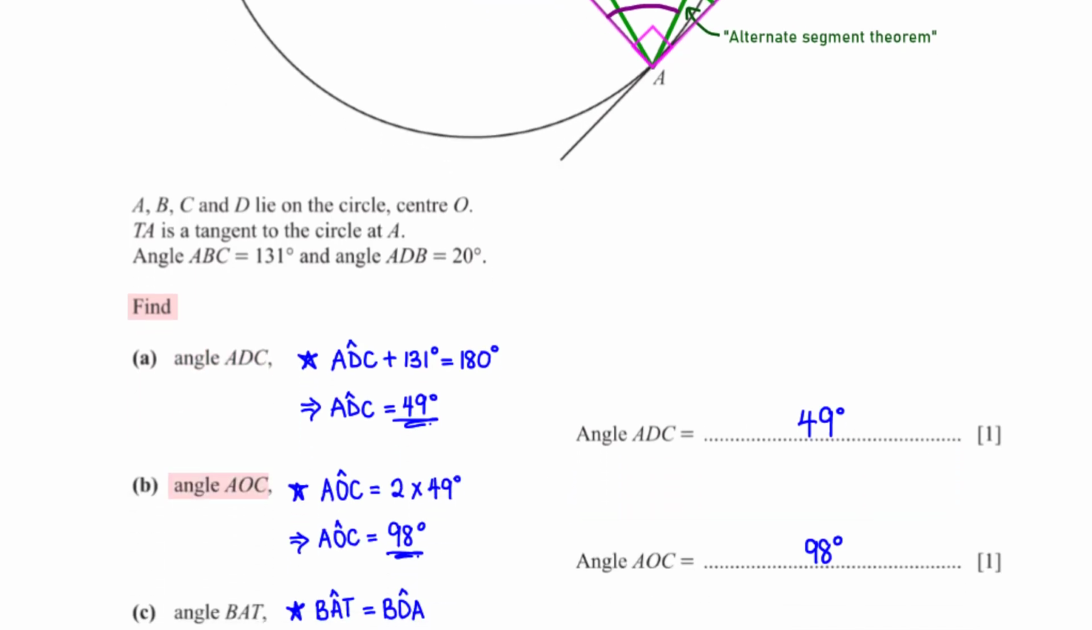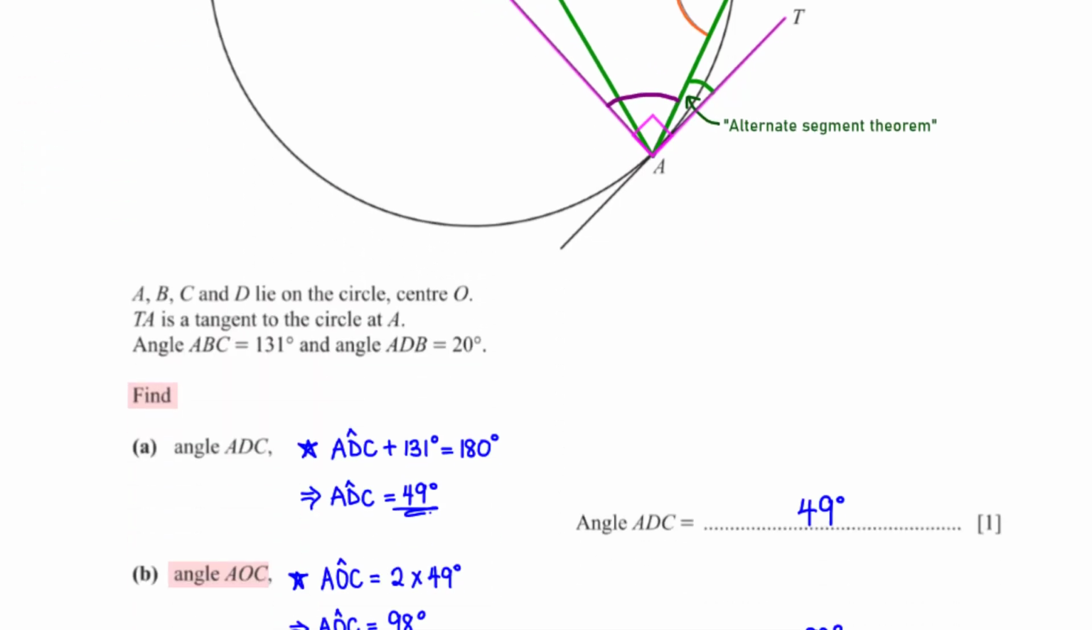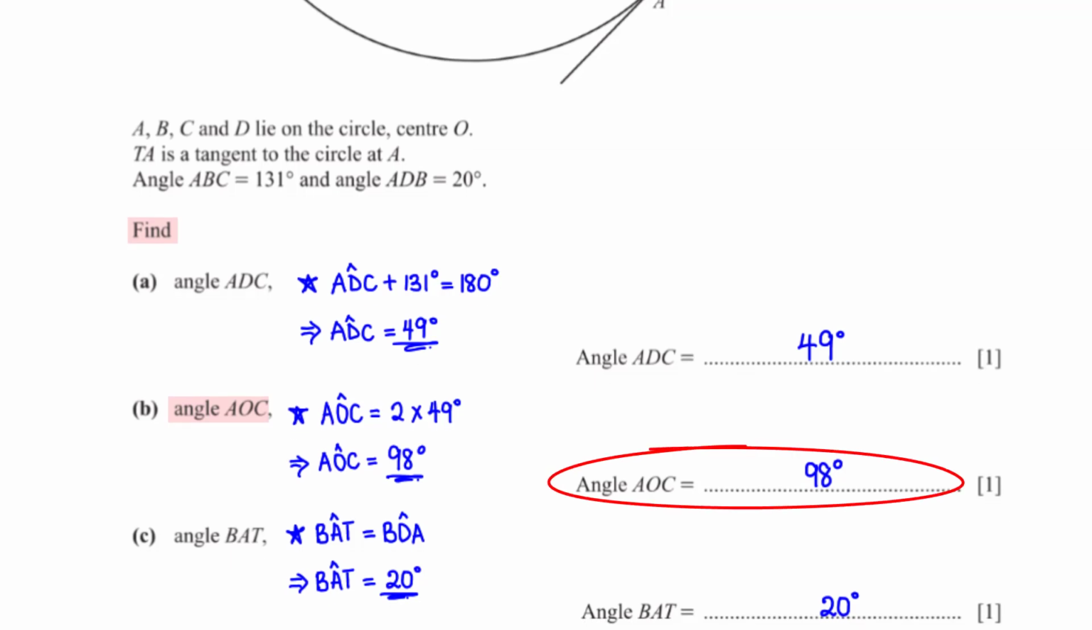Find angle AOC. Chord AC subtends an angle of 49 degrees at the circumference of the circle and subtends another angle at the center of the circle, which is angle AOC. This means that angle AOC is 2 times 49 degrees, which is equal to 98 degrees.